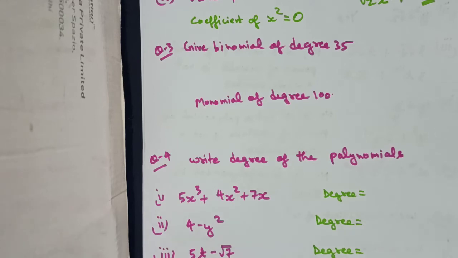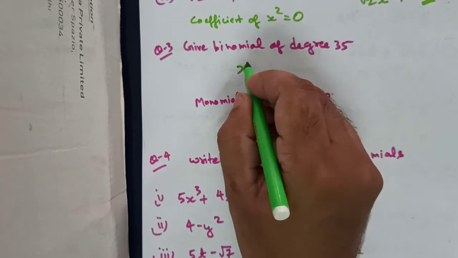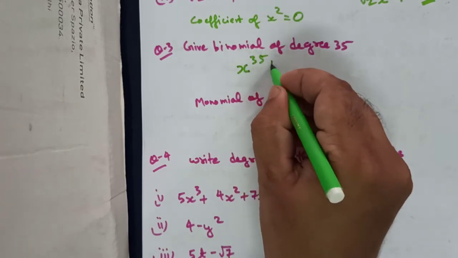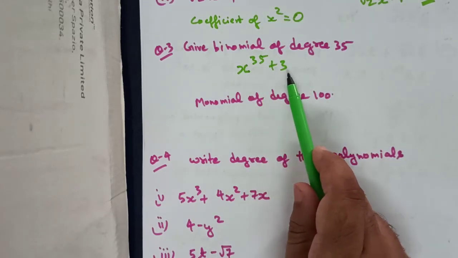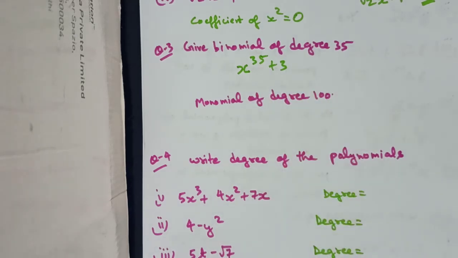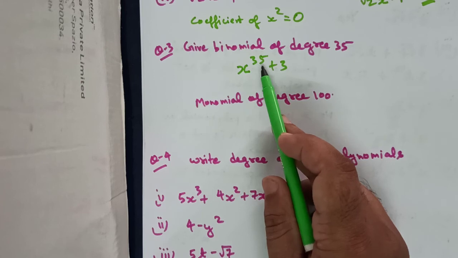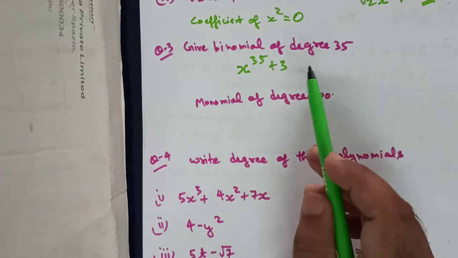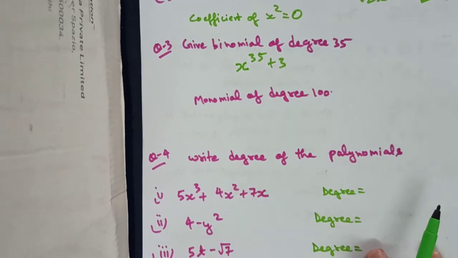So any example you can give, just like for example I am giving, let's take x raised to the power 35 plus 3. Here we are having 2 terms, x raised to power 35 and plus 3. So since it is having 2 terms, it is a binomial, and the highest power of the variable is 35. The power of x is 35 here, so it is a binomial with degree 35. In the second term, the power of the variable will be 0 because it is a constant. You can take any value.